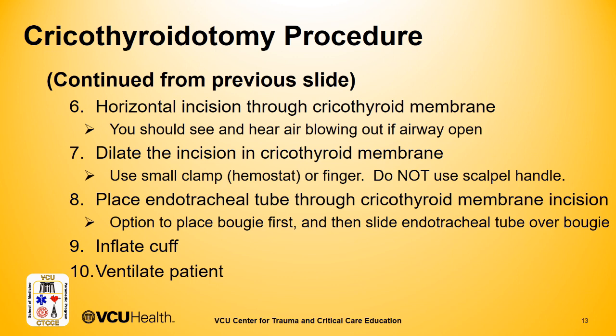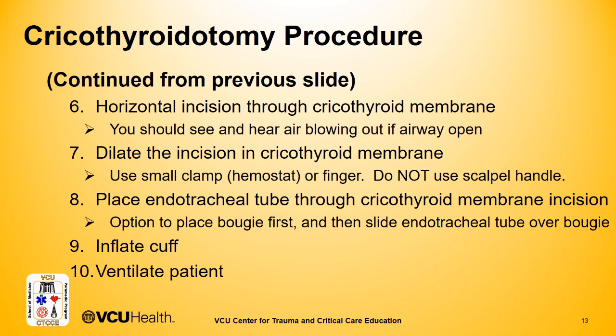Once you have dilated the incision through the cricothyroid membrane, then you will place an endotracheal tube through the cricothyroid membrane into the airway. The option at this point is that you could also place a bougie, meaning that once you have opened and dilated the cricothyroid membrane, you can place a bougie into the airway first, and then you can slide the endotracheal tube over the bougie into the airway. You do not need the bougie, but it is an option, and if you have it available and feel comfortable with it, you can use a bougie before placing the endotracheal tube.